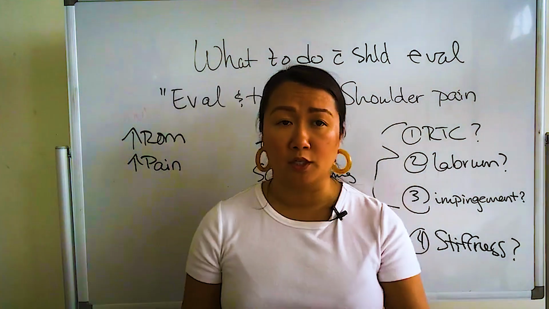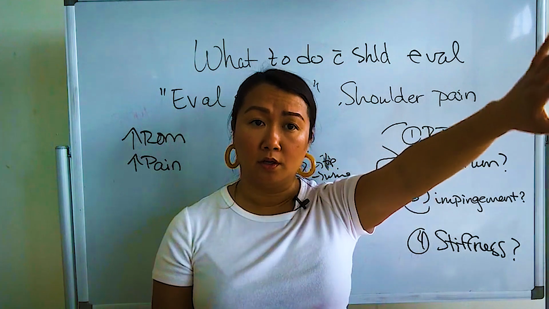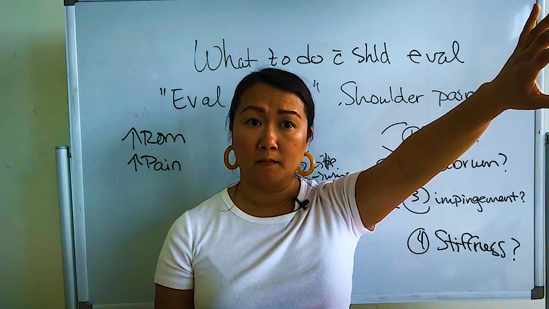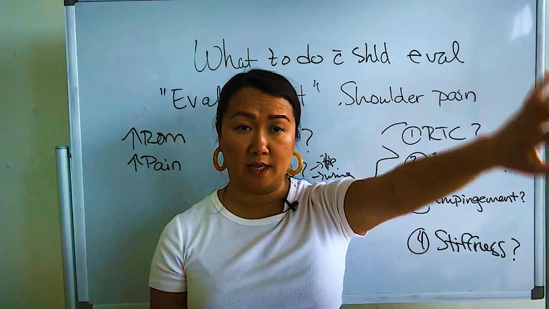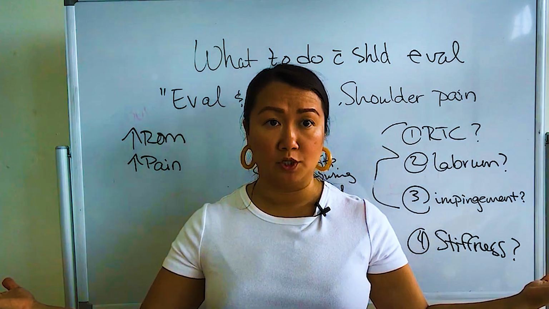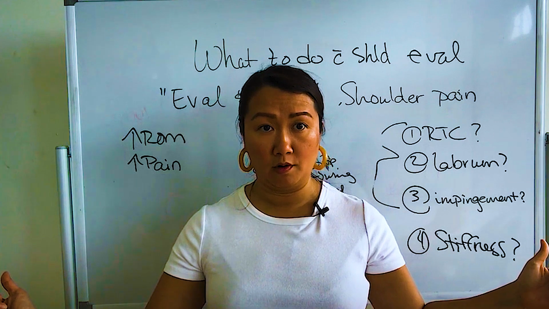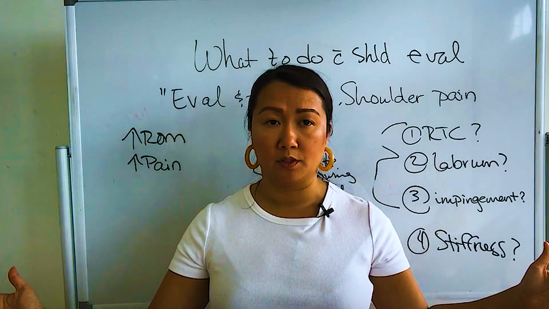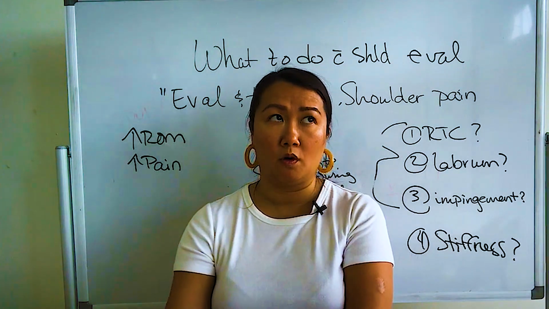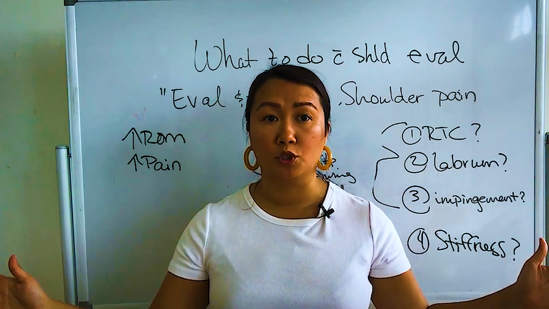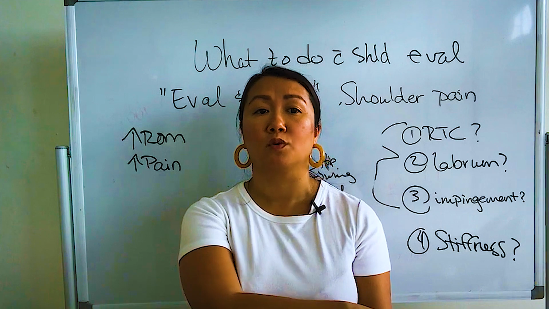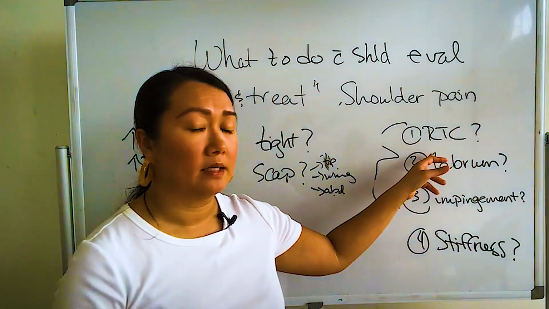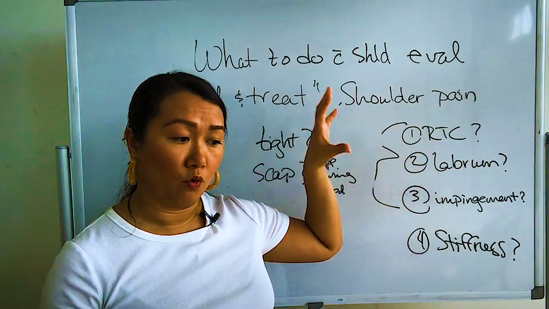So you've got two tests. You've got empty can to test supraspinatus. And then when you're testing external rotation, it's more infraspinatus and teres minor for external rotation. But that's what you'd be testing for. So you test for external rotation range, and then you test for resisted external rotation, and that's going to give you your rotator cuff. You're going to rule in or rule out.